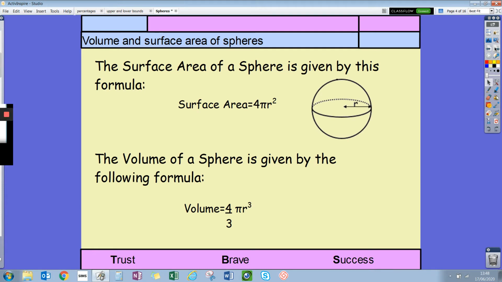So in order to calculate the surface area and volume of a sphere, we need the following formulae. The surface area is 4 pi r squared and the volume is 4/3 pi r cubed. And the radius goes from the centre of the sphere to the edge.